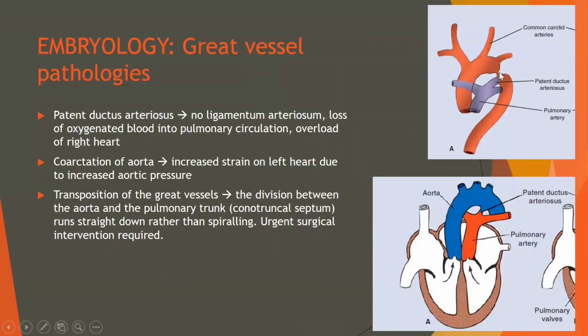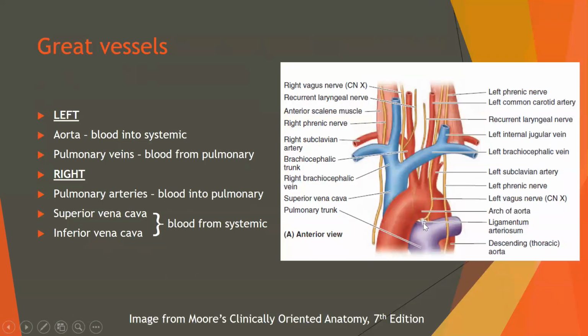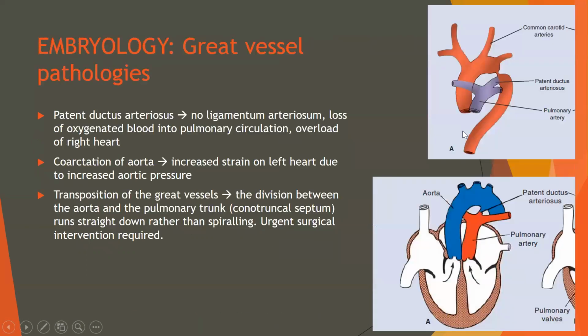This is a coarcted aorta and also a patent ductus arteriosus. The ductus arteriosus should become the ligamentum arteriosum that you see there. If it doesn't, that's a problem, and you just get backwash, and that can overload the right heart. Then the coarcted aorta basically increases the tension here, and you can get pressure here, and you can get aneurysms, and that's not good either.